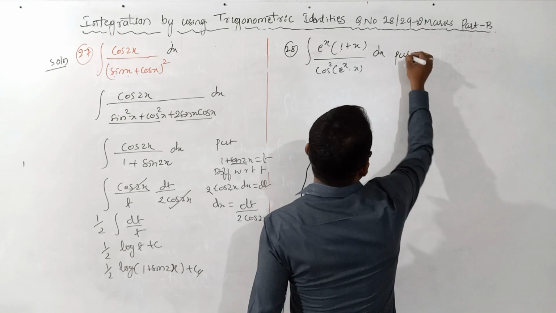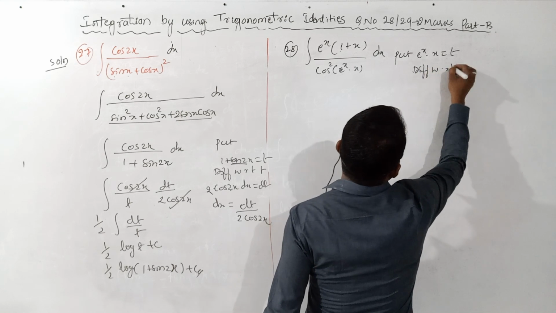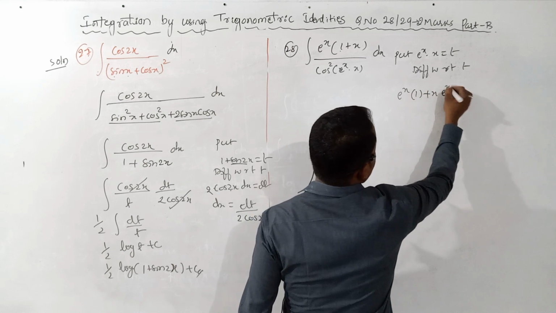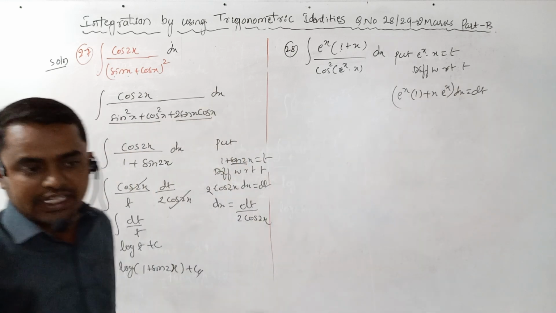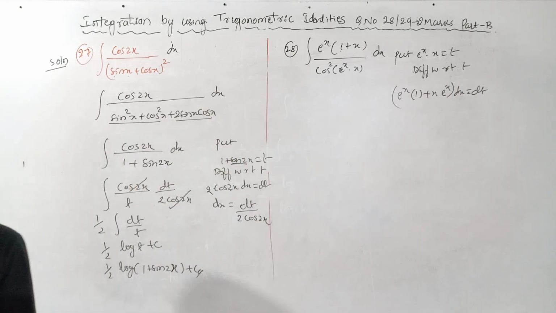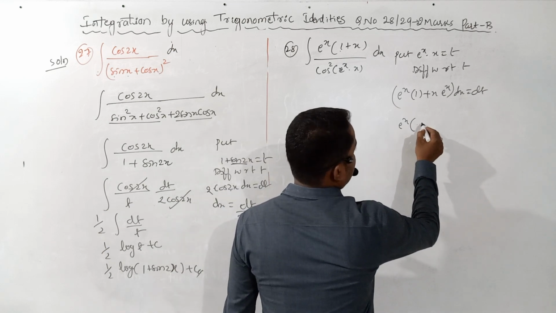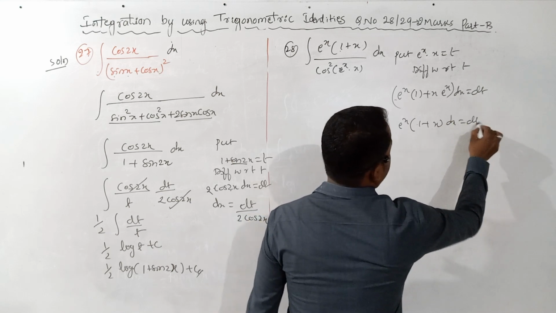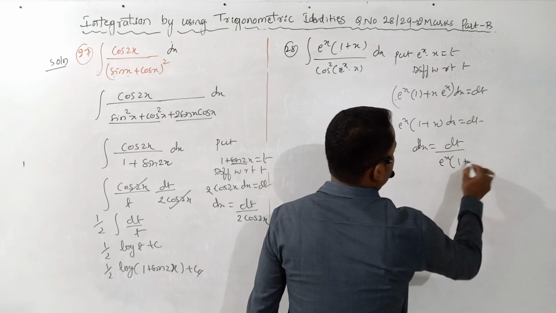Put e raised to x into x is equal to t. Differentiate with respect to t. Product rule we are applying. First function e raised to x as it is, derivative of x is 1, plus x as it is, derivative of e raised to x is e raised to x. dx is equal to dt. Now e raised to x is common here. e raised to x into 1 plus x dx is equal to dt. Now dx is equal to dt divided by e raised to x into 1 plus x.